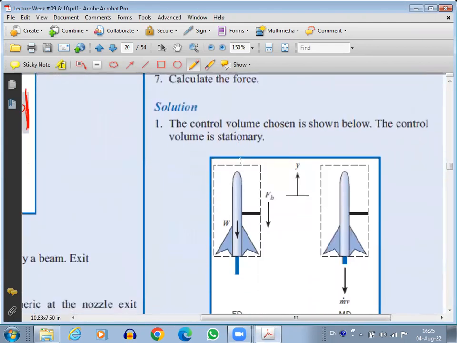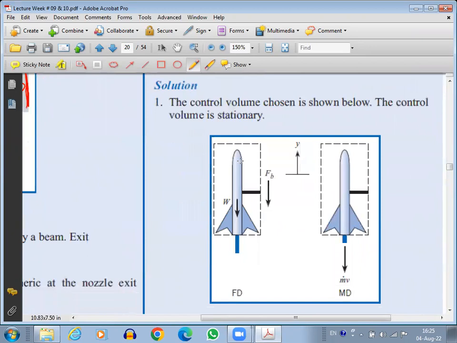The first thing is that we are going to draw the force diagram and the momentum diagram. Okay. So in case of the force diagram, we are going to draw our control volume. So our control volume is the rocket. Okay. And we are going to show what the forces are here. So first thing is the force of the weight of the rocket, which is 40 gram. Okay, so weight will be acting downward, shown here.